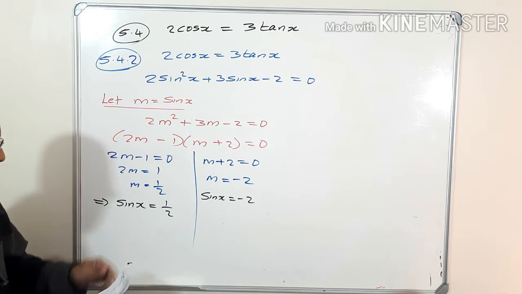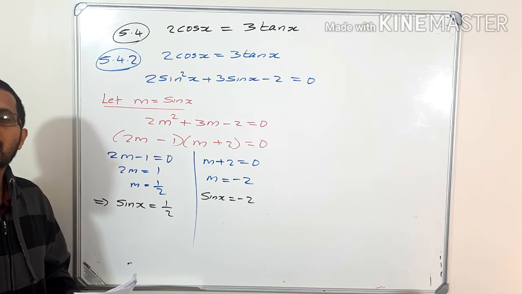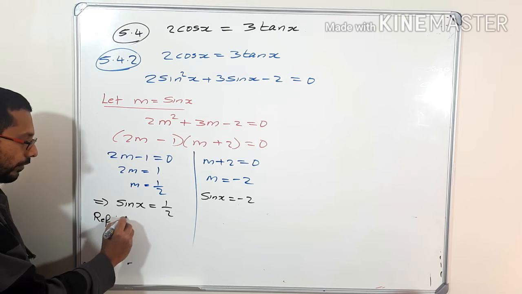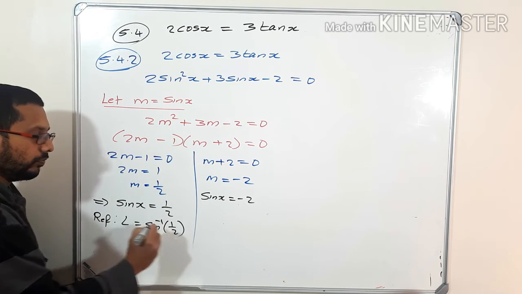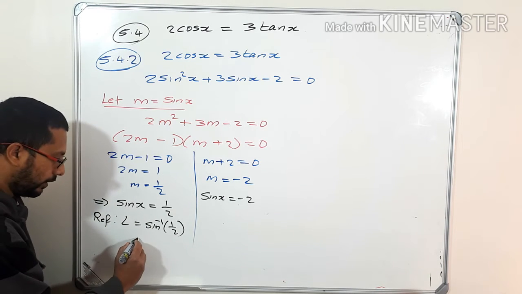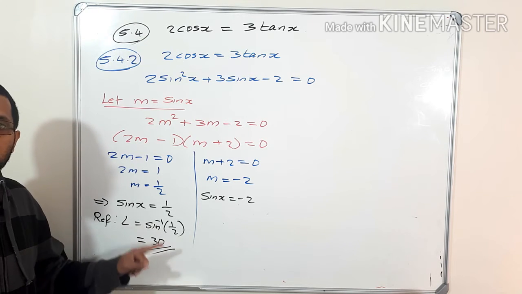Now look at this one. First we got sin x is equal to half. So what is the reference angle here? First we can find the reference angle. Reference angle is equal to sine inverse of 1 over 2. What is sine inverse of 1 over 2? That is 30 degrees. So we got the reference angle as 30 degrees.